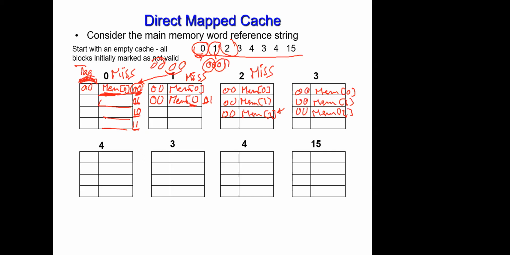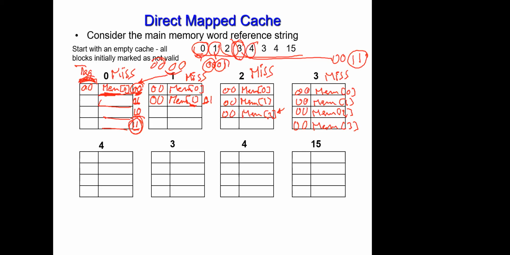Now I have 3. 3 modulo 4 is what? 3. If this is the case, I will go to 3. Why will I go to 3? Because if I would like to write 3, it is 1, 1. Since it is 1, 1, it has to be here. So unfortunately, I miss, and I will go to bring memory 3, and again my tag is 0, 0.